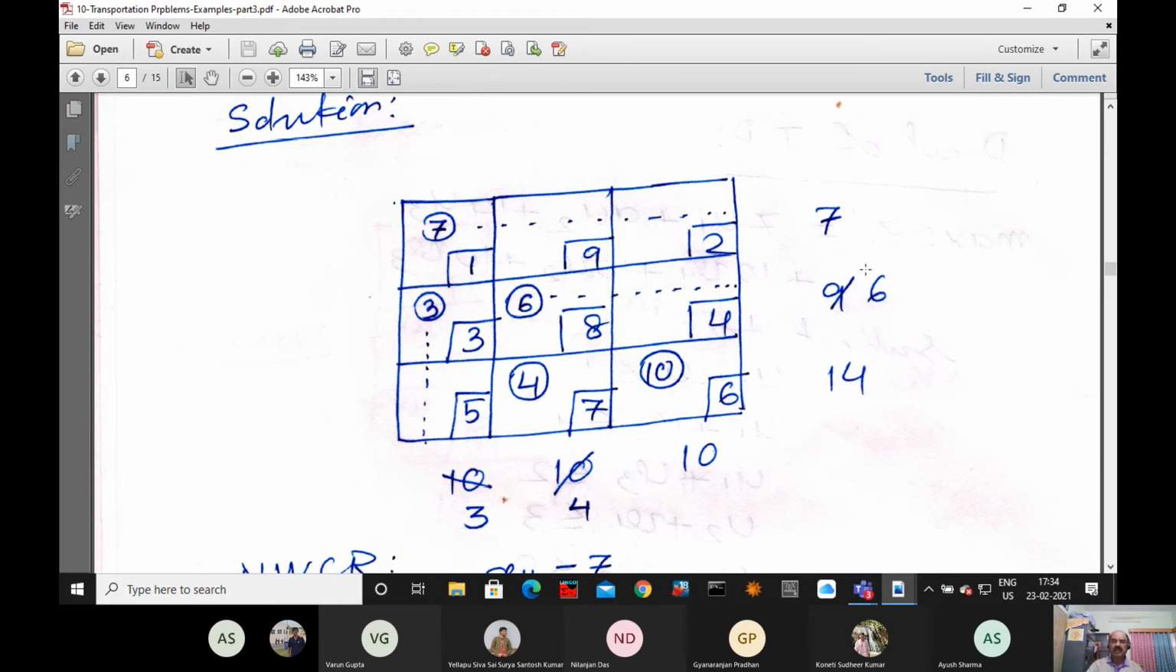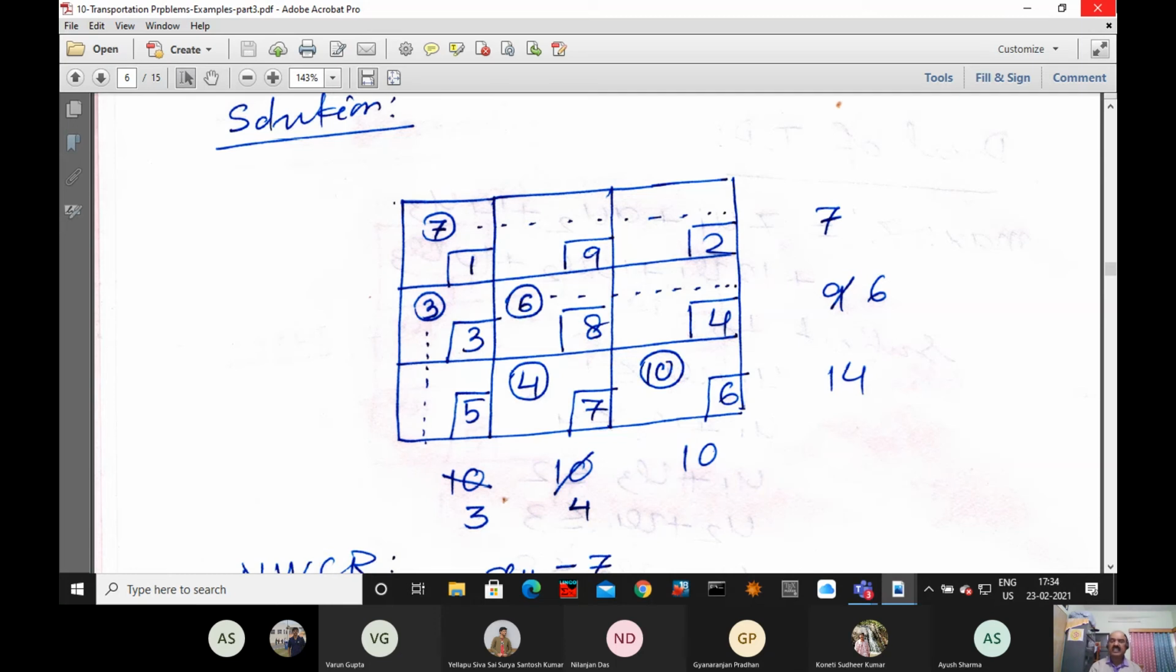So you can see here 7, 0, 0, it is 7. In the second row, 3, 6, 0, that is 9. In the third row, 0, 4, 10, it is 14. In the first column, 7 plus 3 is 10. In the second column, 6 plus 4 equals 10. In the third column, it is 10. So we have completed the allocation.